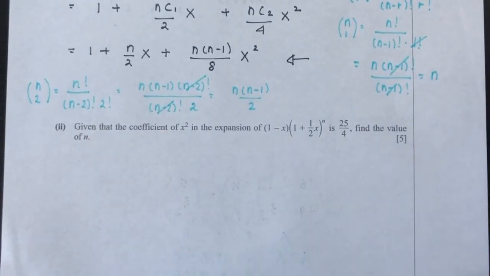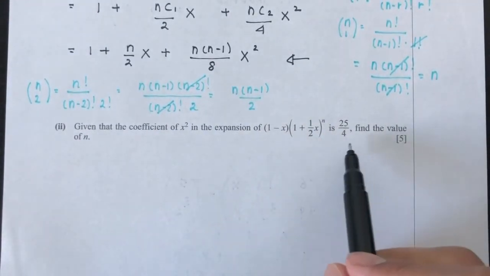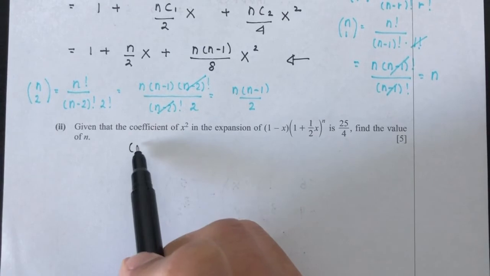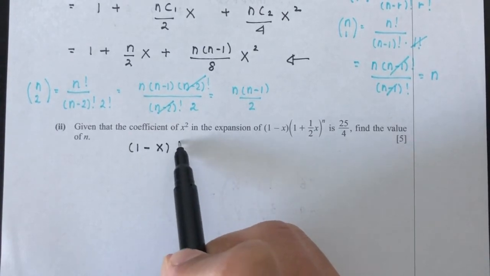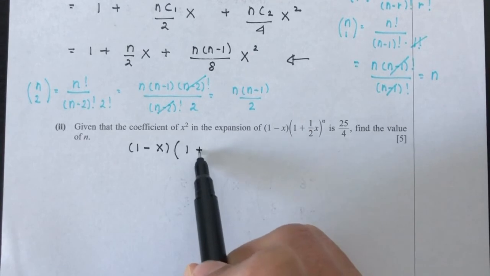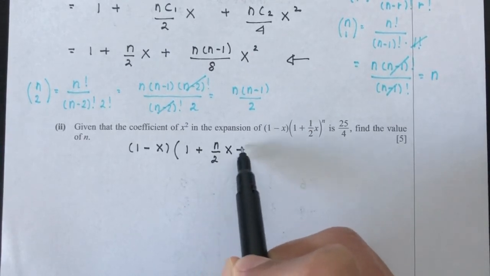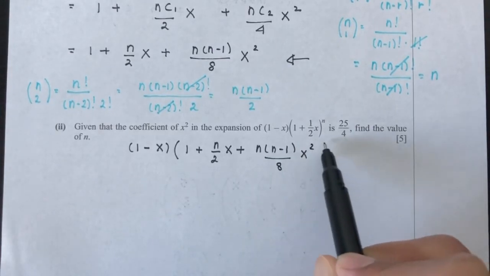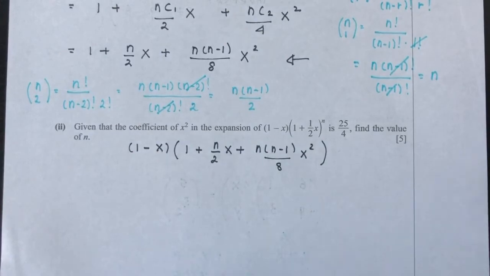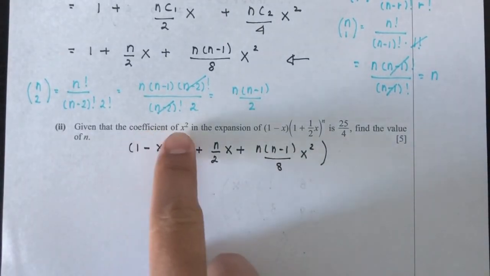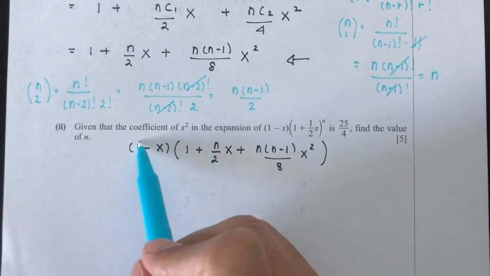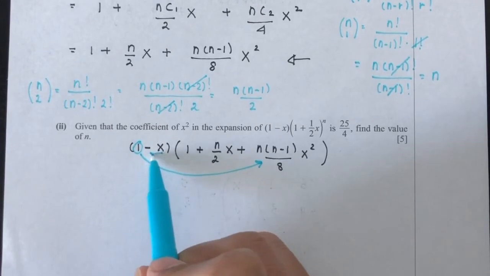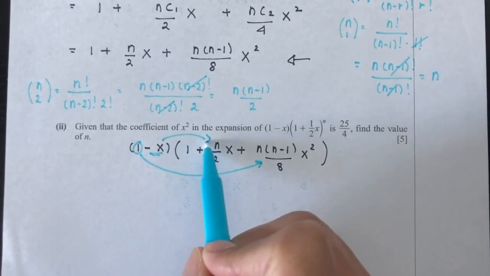Now for part 2, given that the coefficient of x squared of this expansion is this, find the value of n. So let's try. So here we have, on the left side we have this 1 minus x, and on the right side we know already that gives you 1 plus n over 2 x plus n times n minus 1 over 8 x squared. Okay, so we only care about the coefficient of x squared. So if you take 1, you have to multiply by something in x squared, it will be this. And if you take this, you have to multiply by something in x to get you x squared.